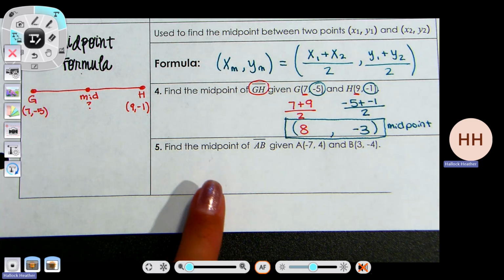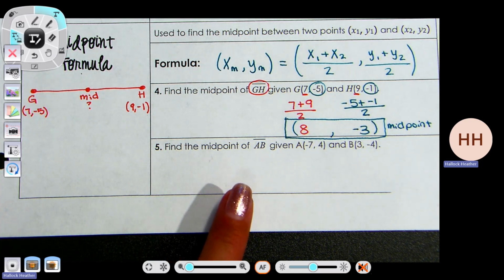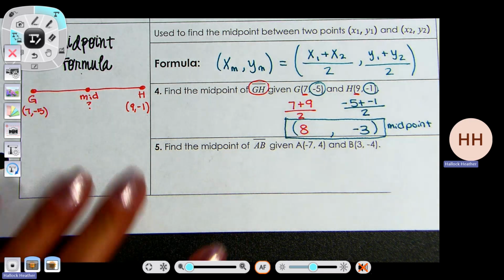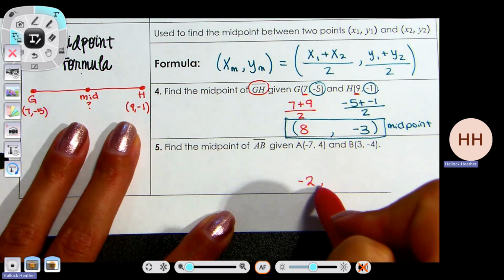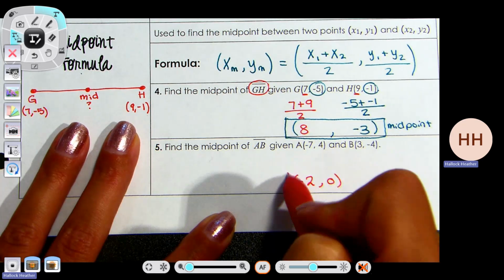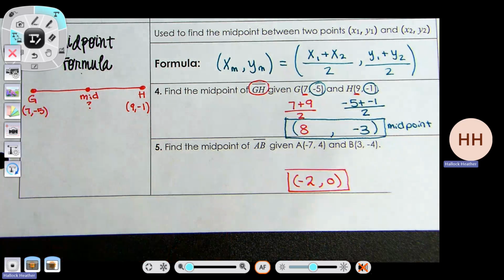First off, let's talk about the answer to number 5. So number 5, what do you get? -2, 0. So -2, 0. That's your midpoint.